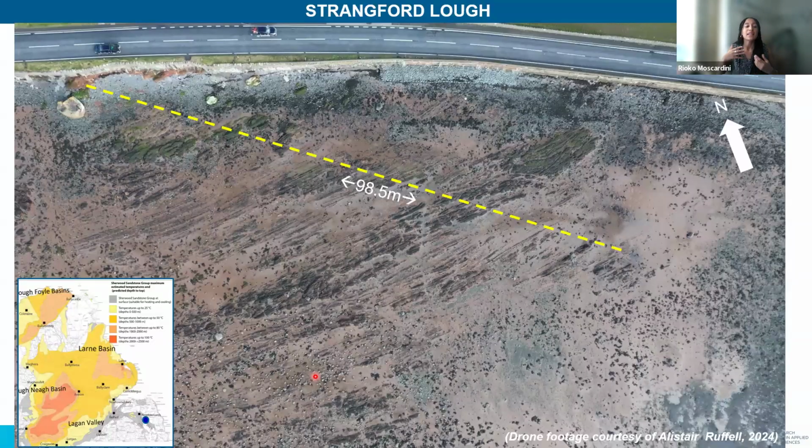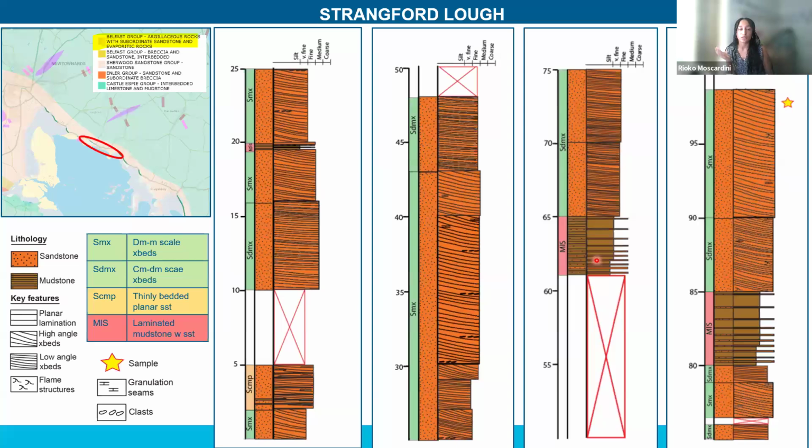Okay. Then we went to Strangford Lock. So if you look at the map, Kilroot is here, Scrabo is here, and we've just come down to the blue dot here. So thanks to Alistair for this lovely drone picture. So we actually logged this section of the outcrop. So this is all the Sherwood Sandstone Group. So we went out down there and logged the section we could see.